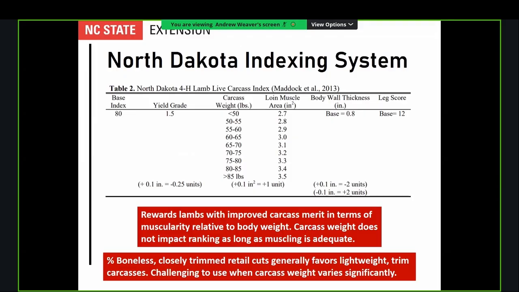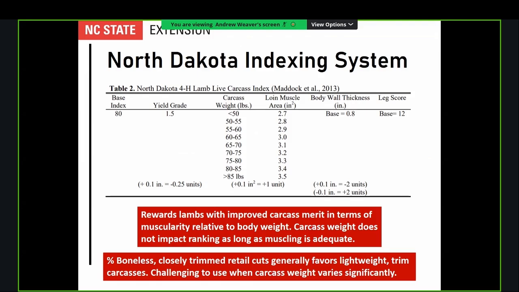And so I looked at what the carcass weight of that animal was, what the required ribeye area was based on that carcass weight, and then assigned the unit score based on the difference between the actual ribeye area and the required ribeye area. It then factors in body wall thickness, with the base being 0.8, and for every tenth of an inch plus or minus, we go up or down 2 units on the indexing system. Leg scores are built in there as well as a secondary muscling attribute, where improved leg score and improved shapeliness of the carcass will add to the score in a positive way on this index system.